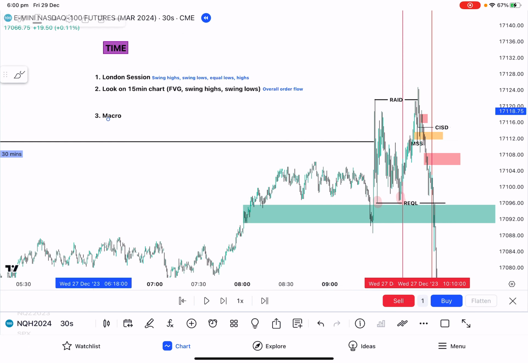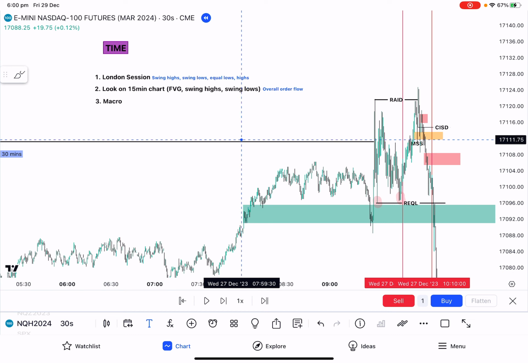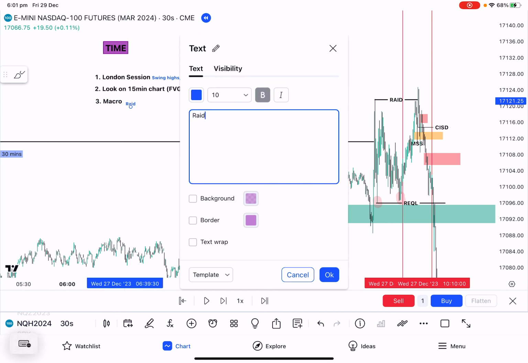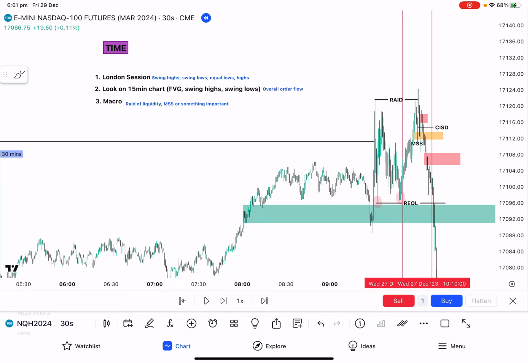So I see what's happening in the London session. I look on the 15-minute chart, and I look in terms of the macro, and I look for raided liquidity, market structure shift, or something important to happen. And in this case, it's a great example. We get all of them.